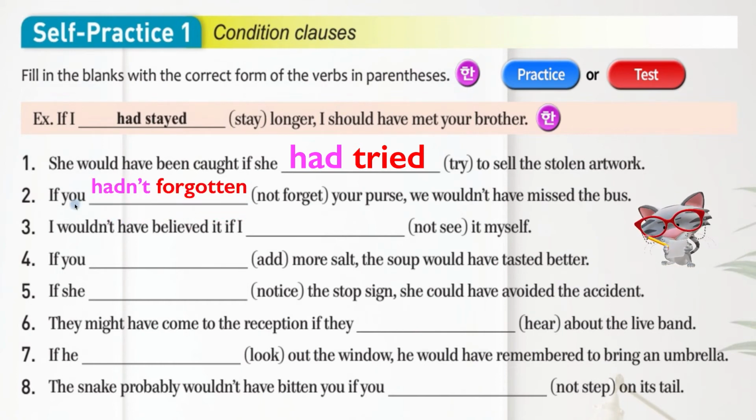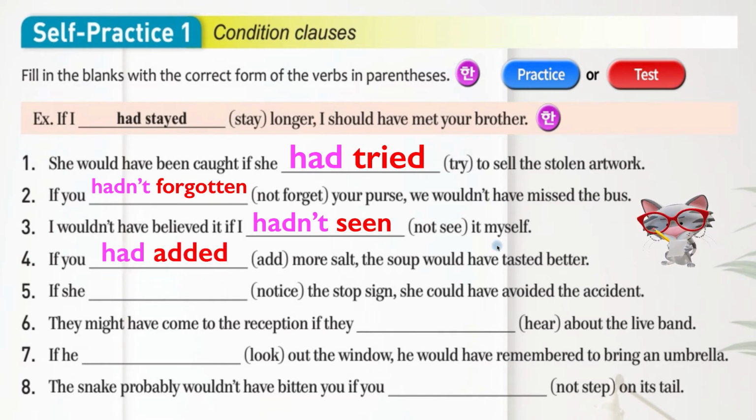Here, if you hadn't forgotten your purse, we wouldn't have missed the bus. Because you forgot your purse, we missed the bus. I wouldn't have believed it if I hadn't seen it myself. So I saw the UFO, and if I hadn't seen the UFO, I wouldn't have believed it. I saw him coming down to earth. Let's just do number 4. If you had added more salt, the soup would have tasted better. Very useful, number 4, this sort of phrase.